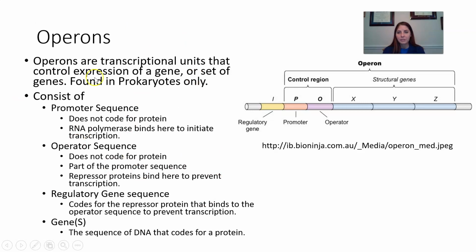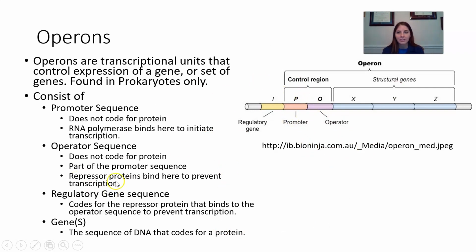They have a promoter sequence, and this does not code for a protein. This is where RNA polymerase binds to initiate transcription. The promoter sequence is basically like, hey, yo, RNA polymerase, this is where we're starting. And so the RNA polymerase knows where it's going to start, and that's going to be this section right here, the promoter region.